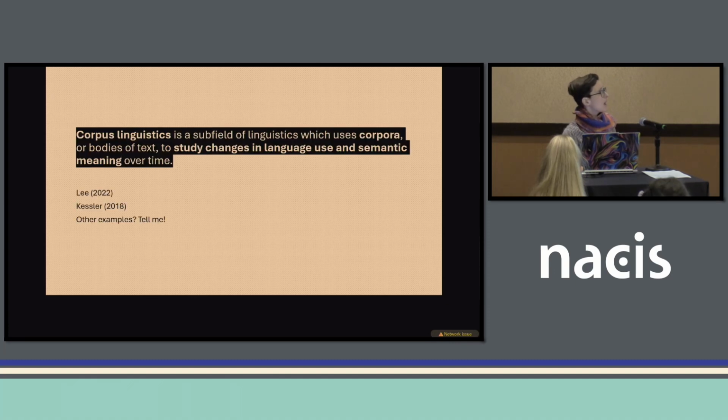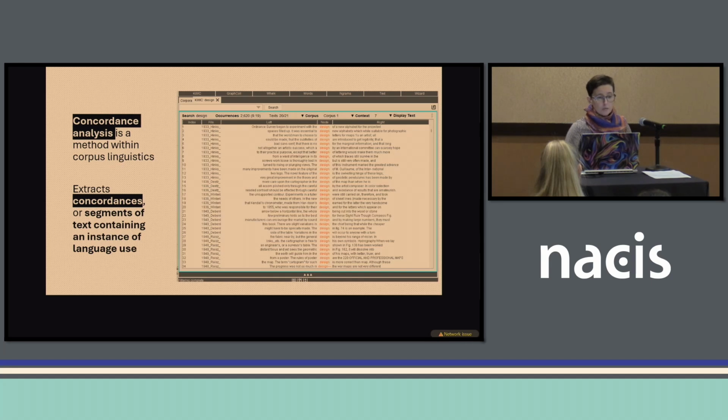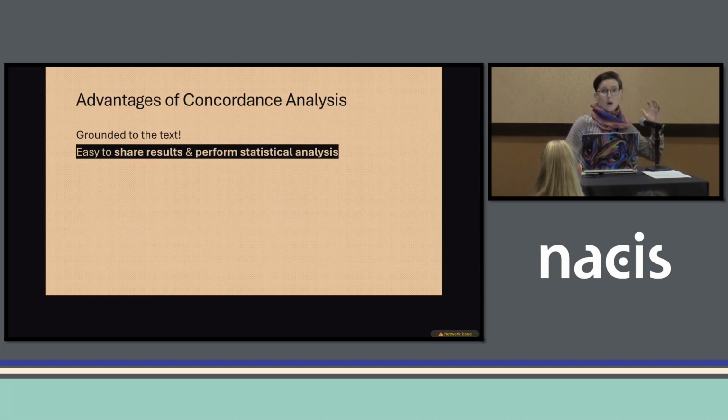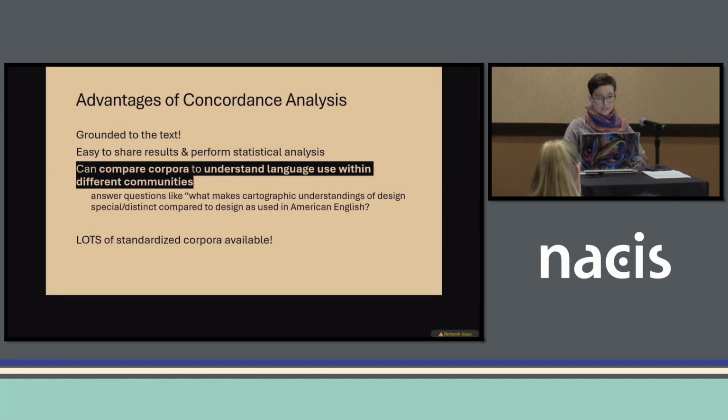This is interesting because it bears a relationship to some of the methods that we saw earlier for understanding meaning and how concepts come about. This one is an approach coming from linguistics. You can see language change over time, and so it's really suitable for extremely large corpuses. Concordance analysis is the specific method. You extract concordances, or segments of text that contain an instance of language use. It's really helpful because it's grounded in the text. It's also easy to share results and to perform statistical analyses. But most of all, you can actually compare different corpora together.